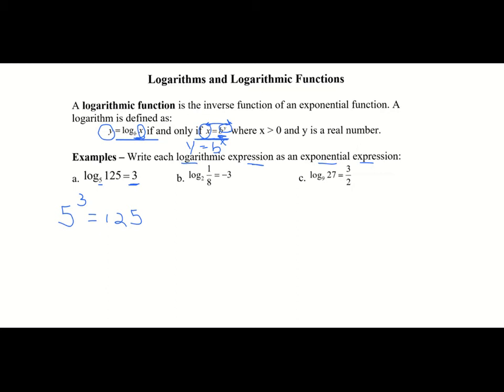Do the same thing here. Look for your little number. That's your base. Your answer to the log is the exponent. And then the big number with the log is the answer to the power. So 2 to the negative third power is equal to 1/8. And then here we have 9 to the 3/2 power is going to be equal to 27. And remember, this is when we deal with rational exponents.